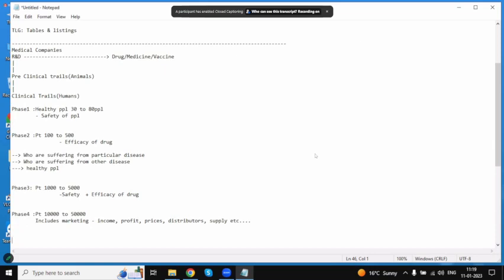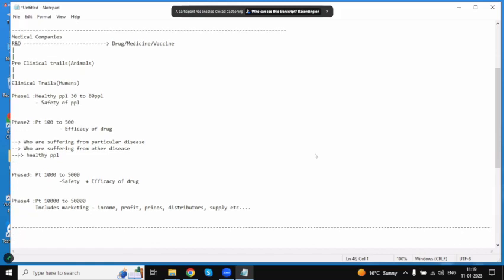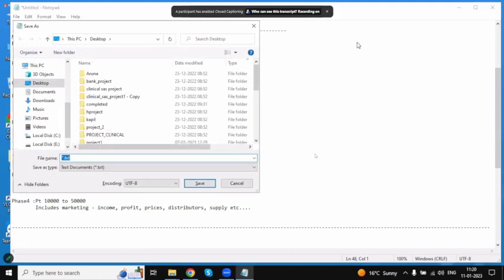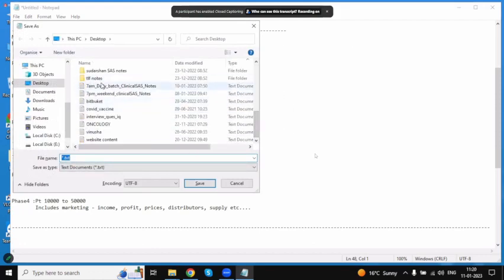Like this, the clinical trial is going to happen in 4 phases: phase 1, phase 2, phase 3, and phase 4. Okay, clear? Anyone, any doubts?